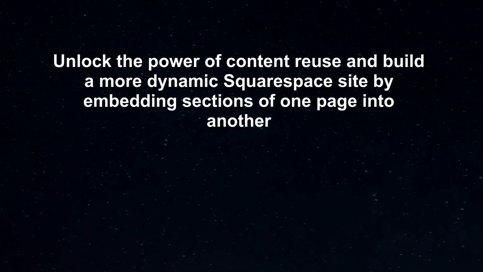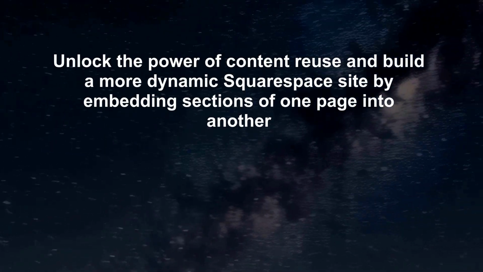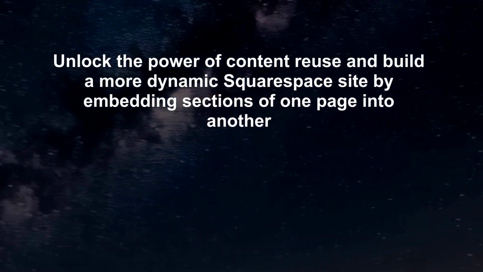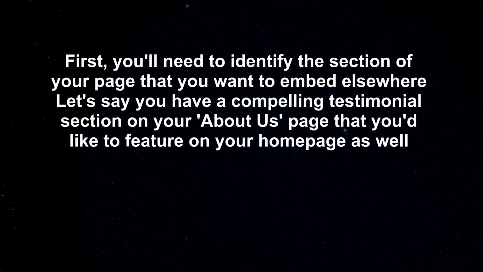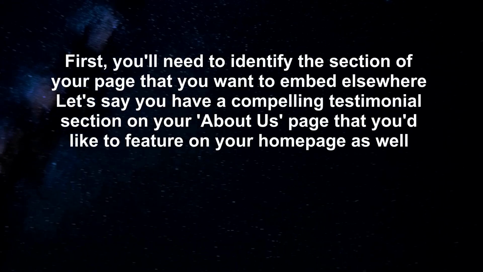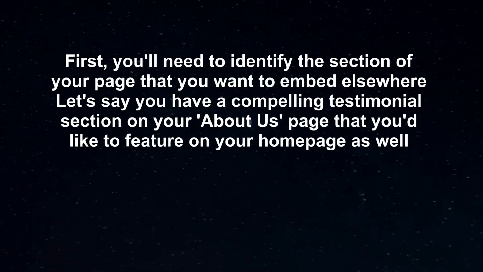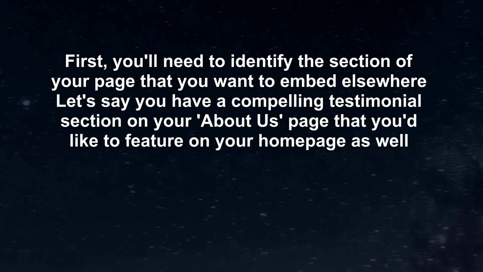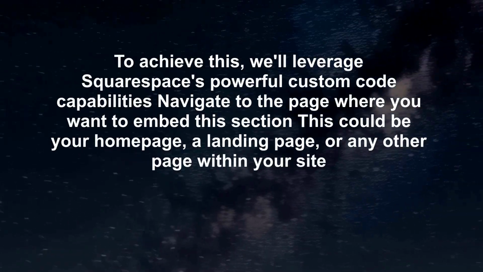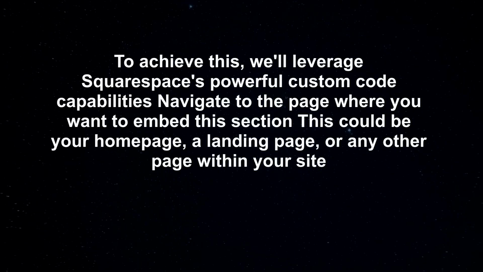Unlock the power of content reuse and build a more dynamic Squarespace site by embedding sections of one page into another. First, you'll need to identify the section of your page that you want to embed elsewhere. Let's say you have a compelling testimonial section on your About Us page that you'd like to feature on your homepage as well. To achieve this, we'll leverage Squarespace's powerful custom code capabilities.